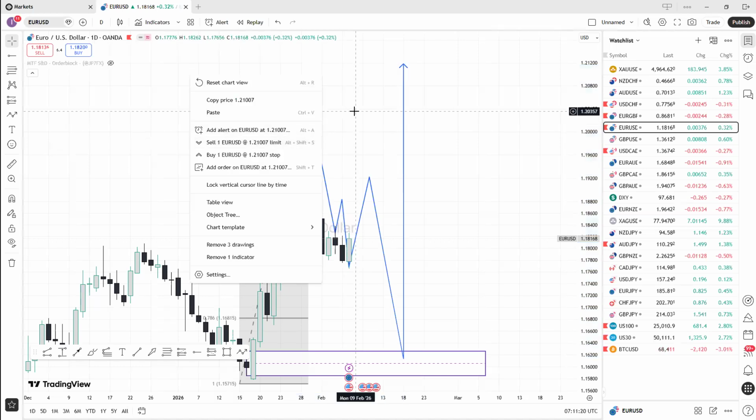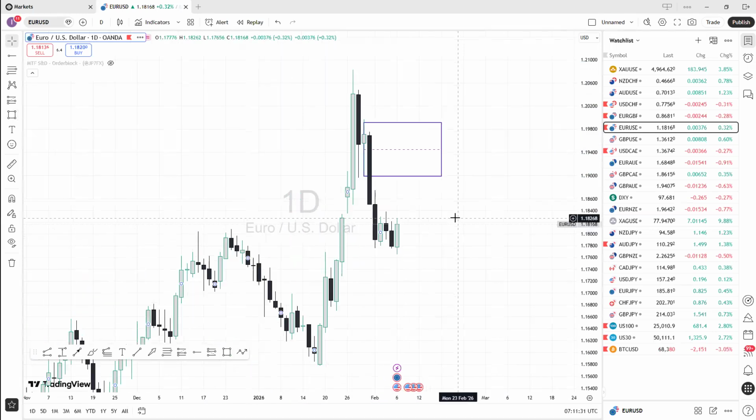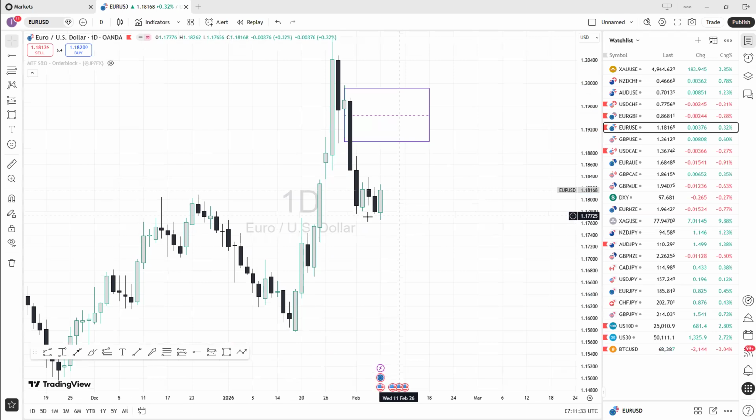Okay, so that is the point of interest nearby the price. That's the daily order block.